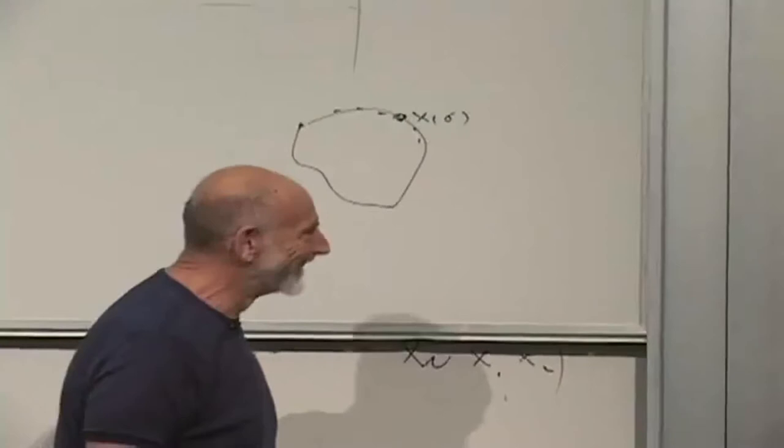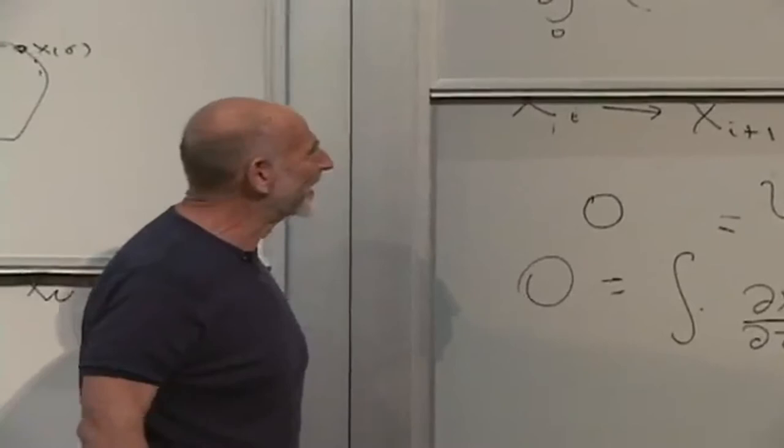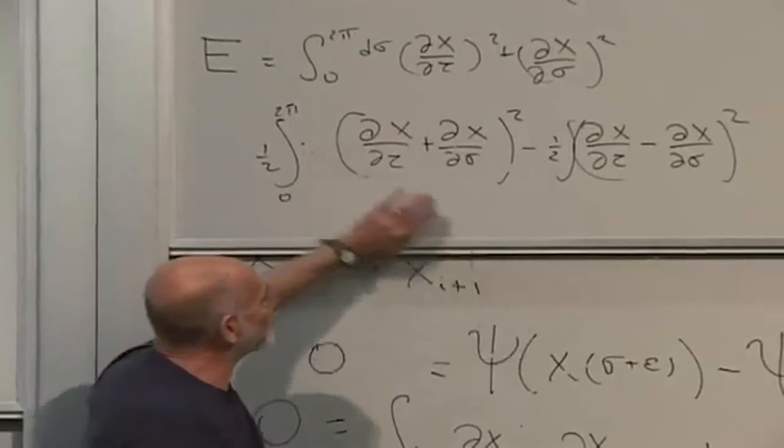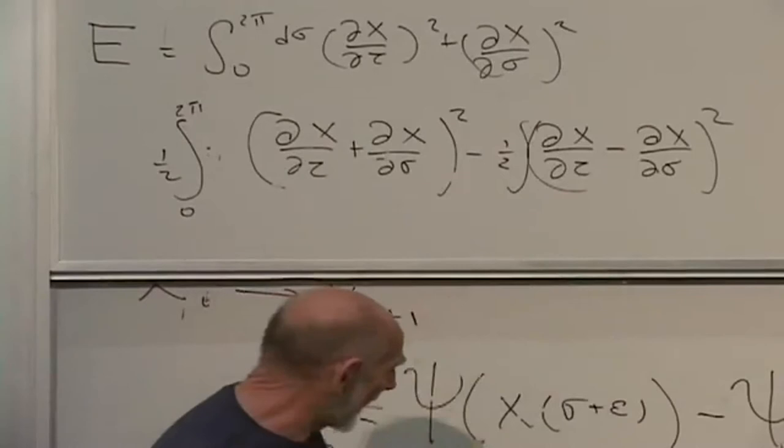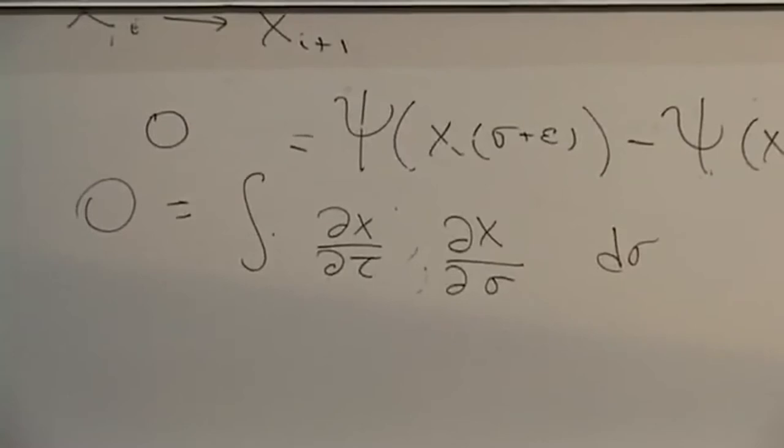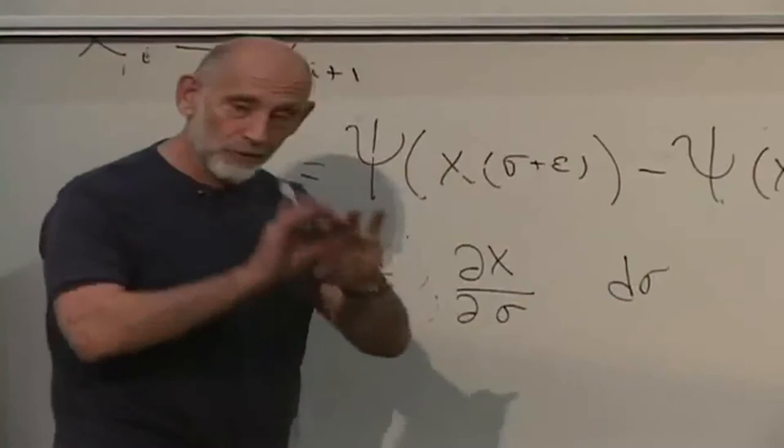All right. And I don't even have no half here, but that doesn't matter. If you were to take the difference of the left moving energy and the right moving energy, then the dx by d tau squares would cancel, the dx by d sigma squares would cancel, but the cross terms would add, and you would be left with exactly this.